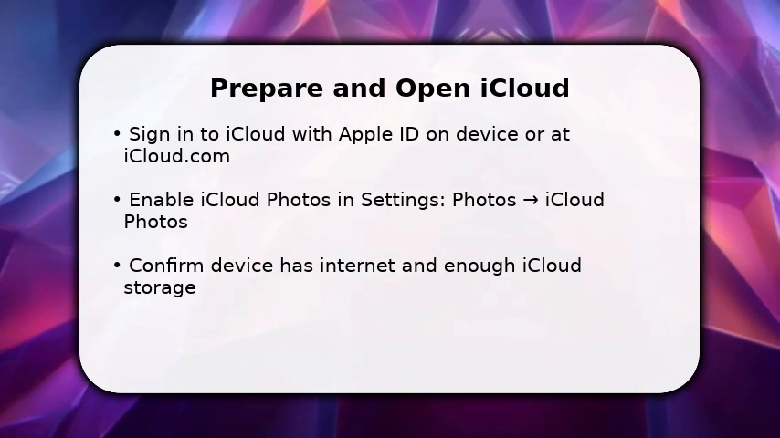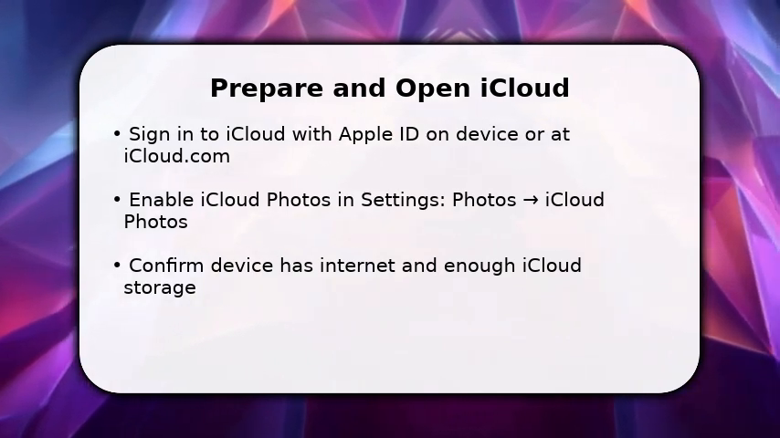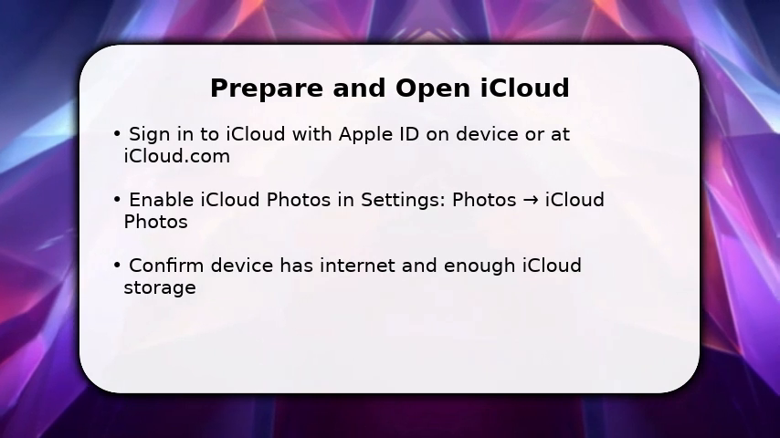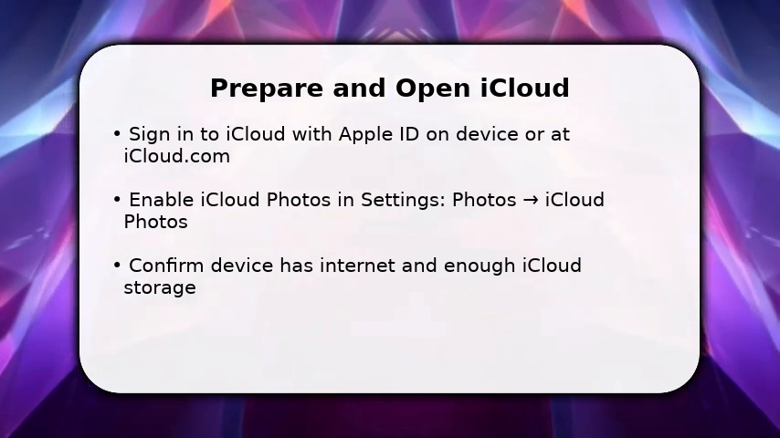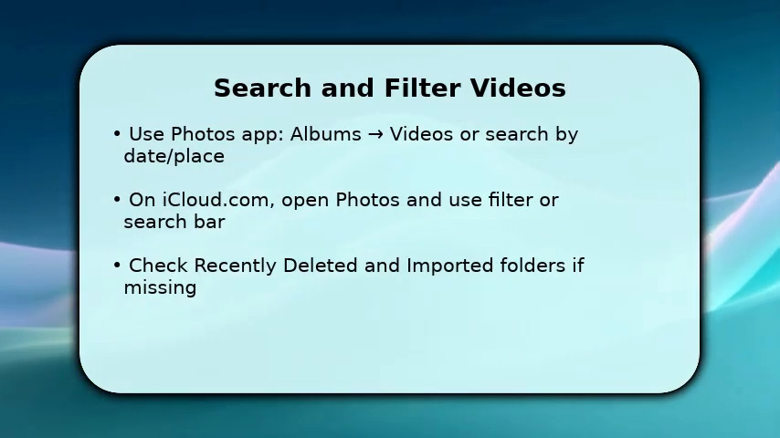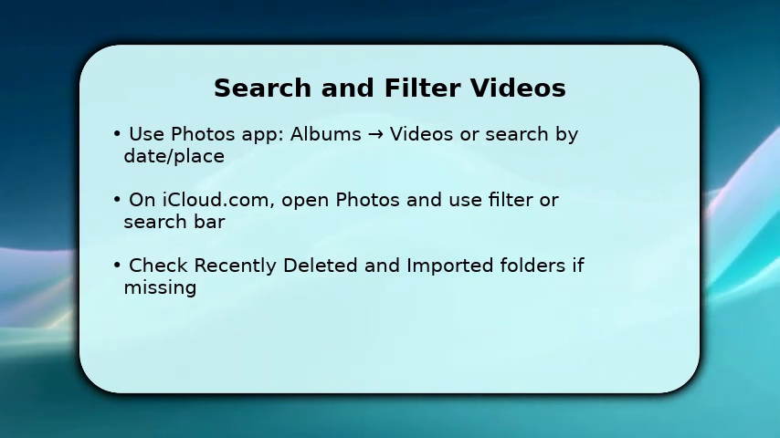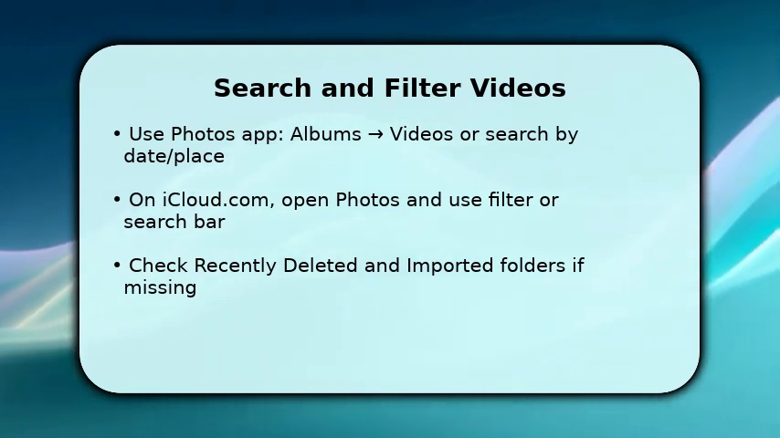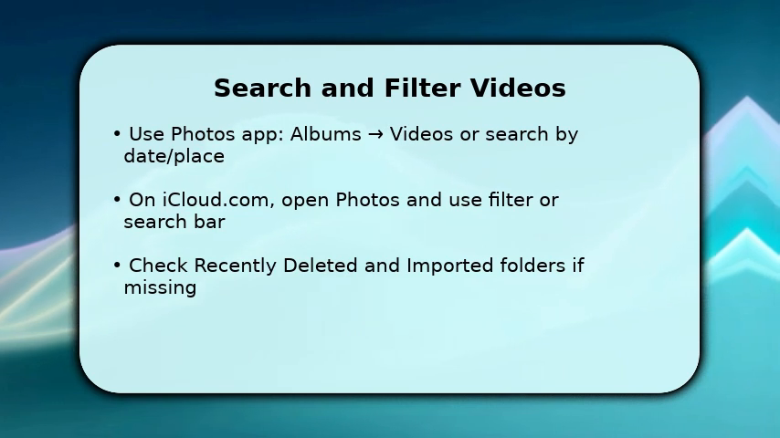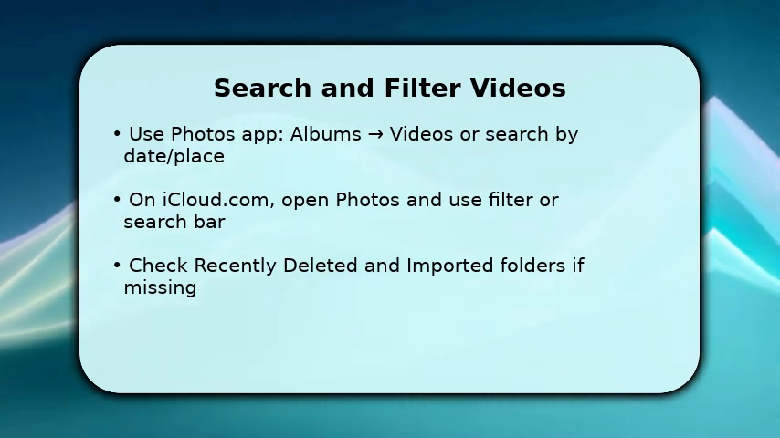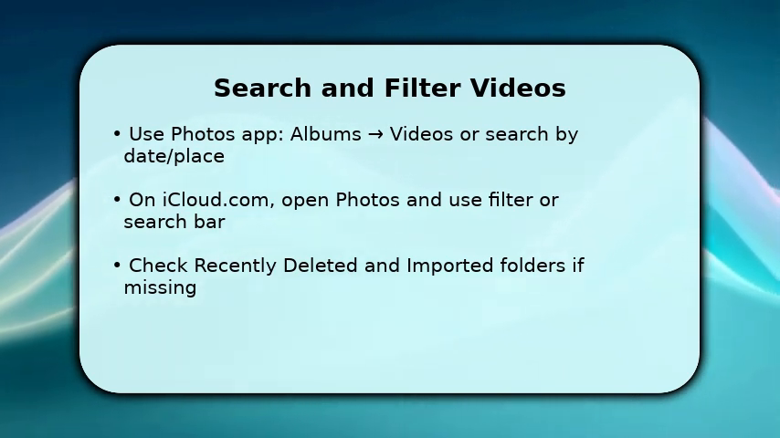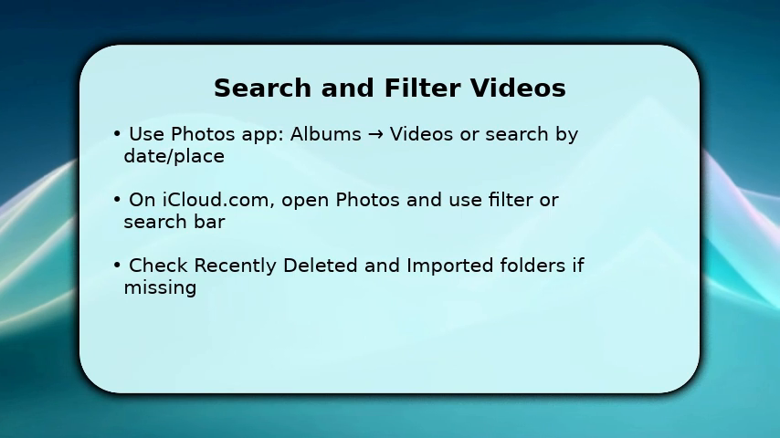Now that prerequisites are set, proceed to locate the video library and search for the clip you need. Next, navigate directly to the videos album because iCloud groups motion files there. This saves time compared to scrolling your whole library. You can also use the search box with dates, locations, or people to narrow results. This matters when you have thousands of items.